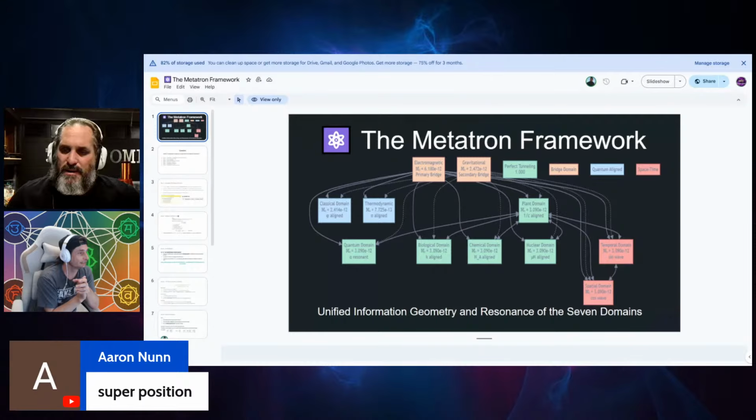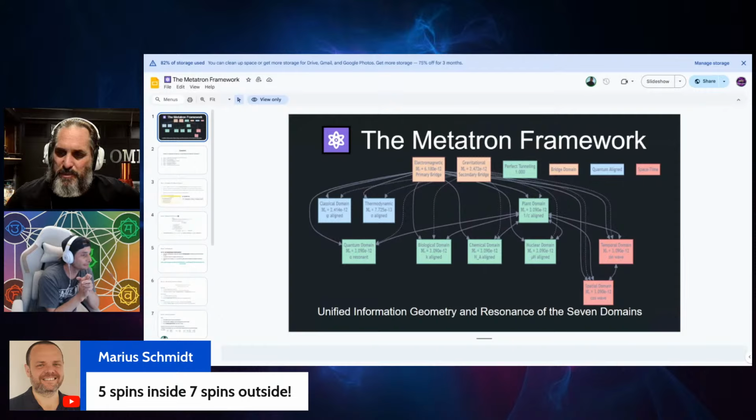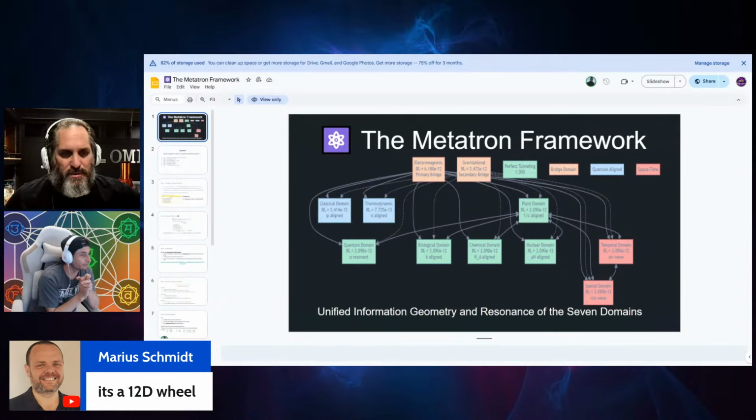So people are saying superposition, 5 spin inside, 7 spin outside. It's a 12D wheel. Interesting. Yeah, I believe it, man.